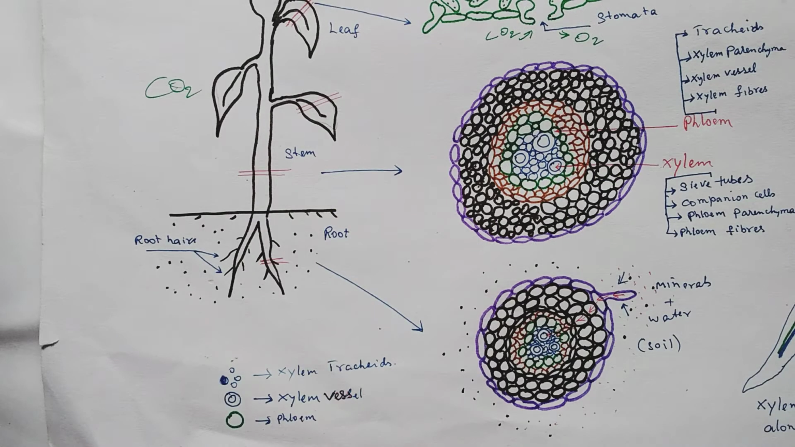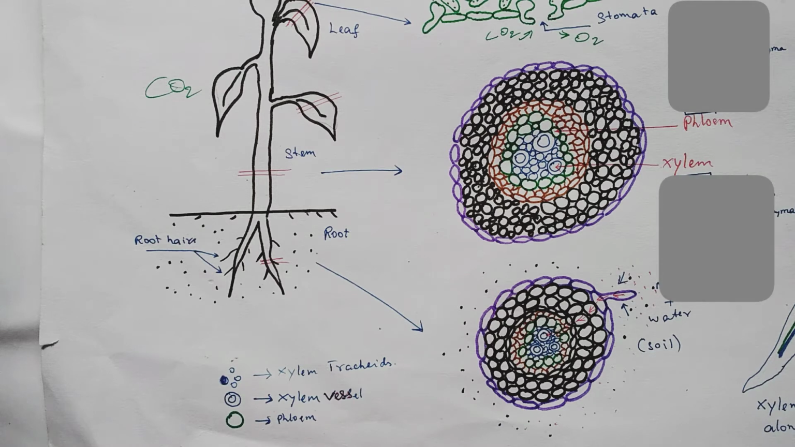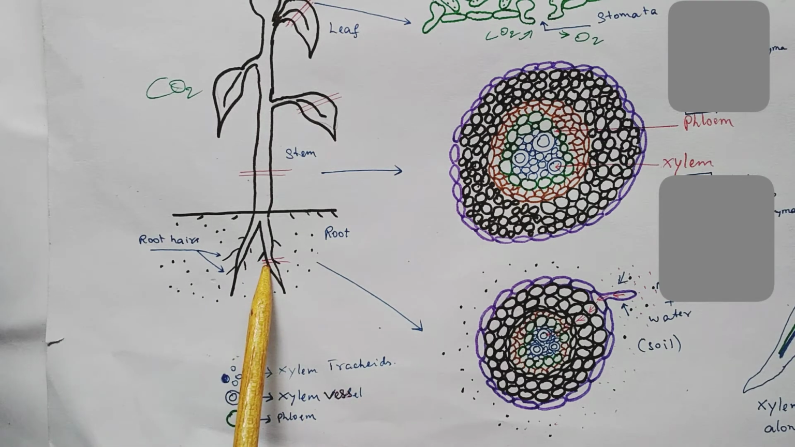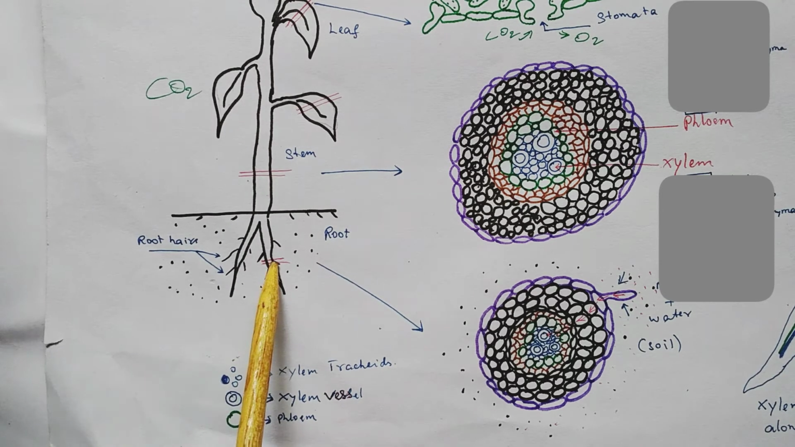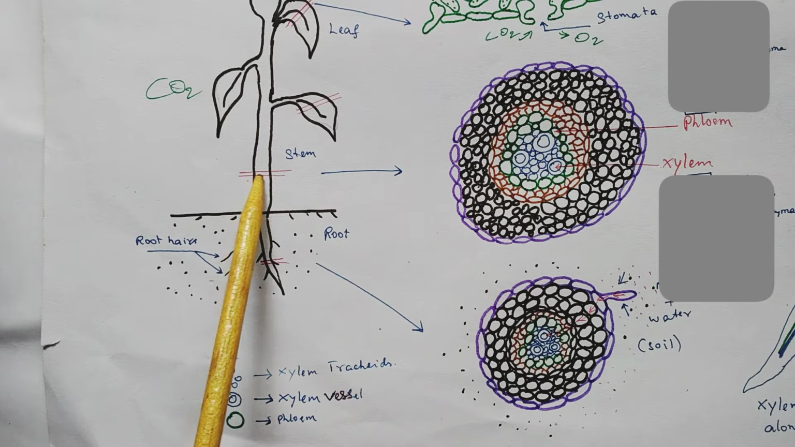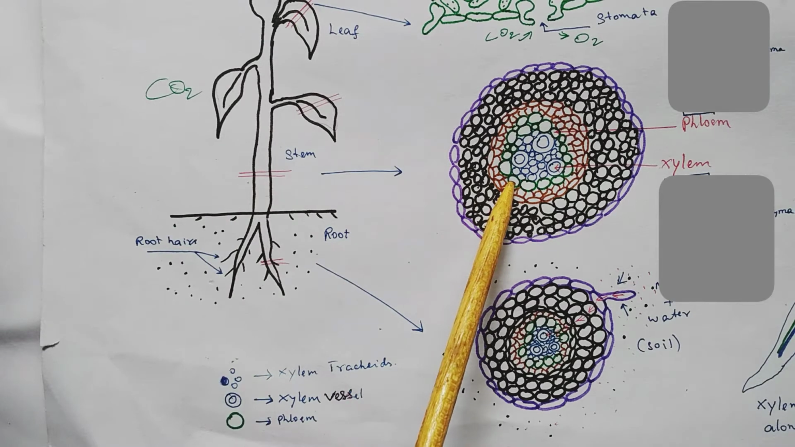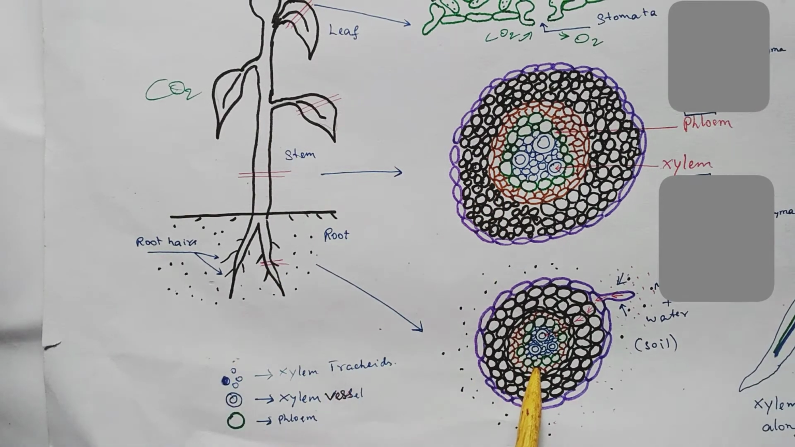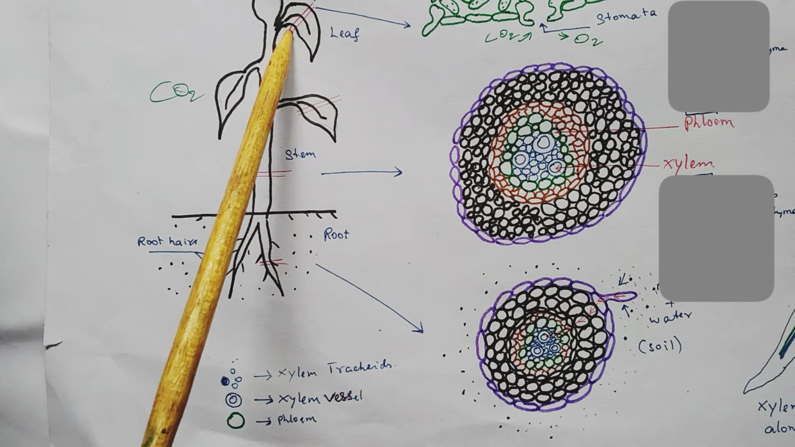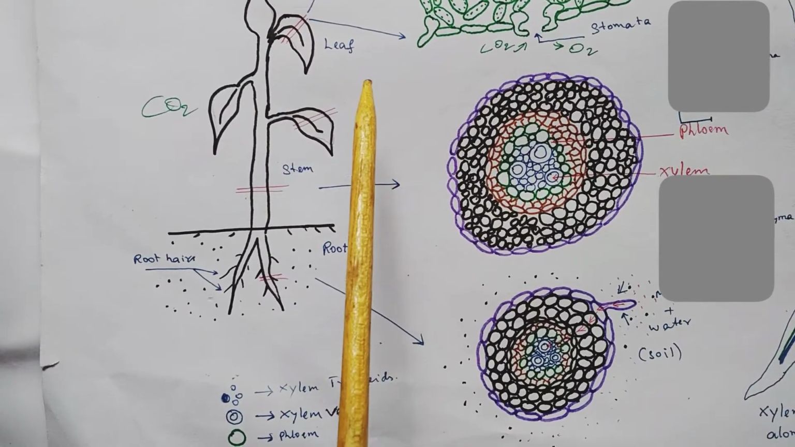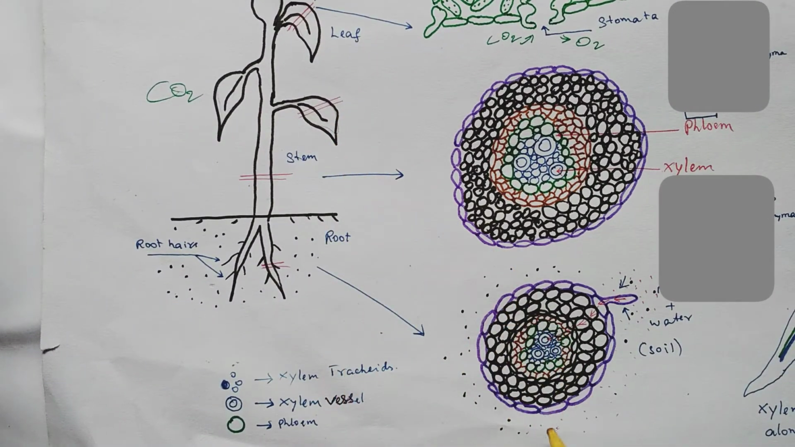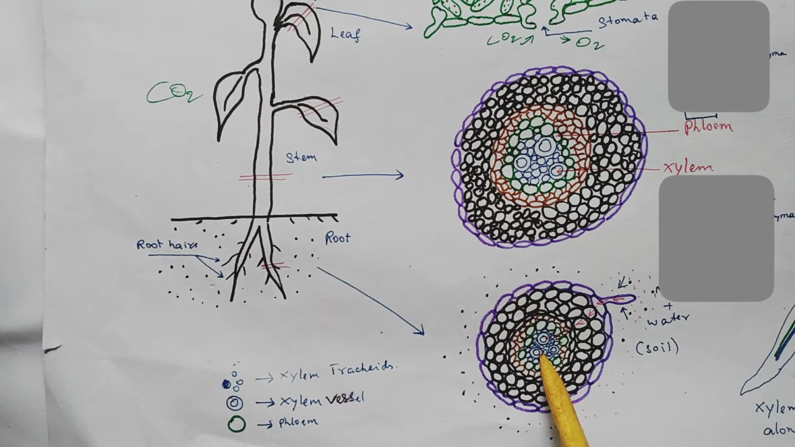To understand how the vascular tissues look, I cut the root like this. I cut this portion of the root. I leave the root hair intact, and also I cut the stem here, and also I cut the leaf here. I cut the stem, I cut this structure. I cut the root, I cut this structure. When I cut the leaf, I cut this structure. So let's have a close look at how these vascular tissues look.